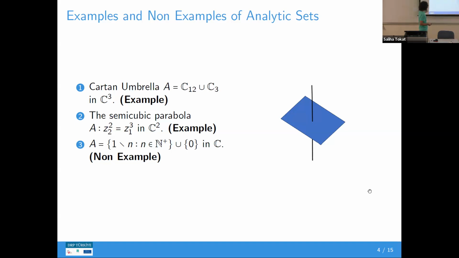So this cannot be an analytic set. But if we remove zero, we get an analytic set, because we can represent these points by using polynomials. Let's say we take 1 over m and the polynomial z minus 1 over m. Then locally you can represent that point by using that polynomial, which is holomorphic.